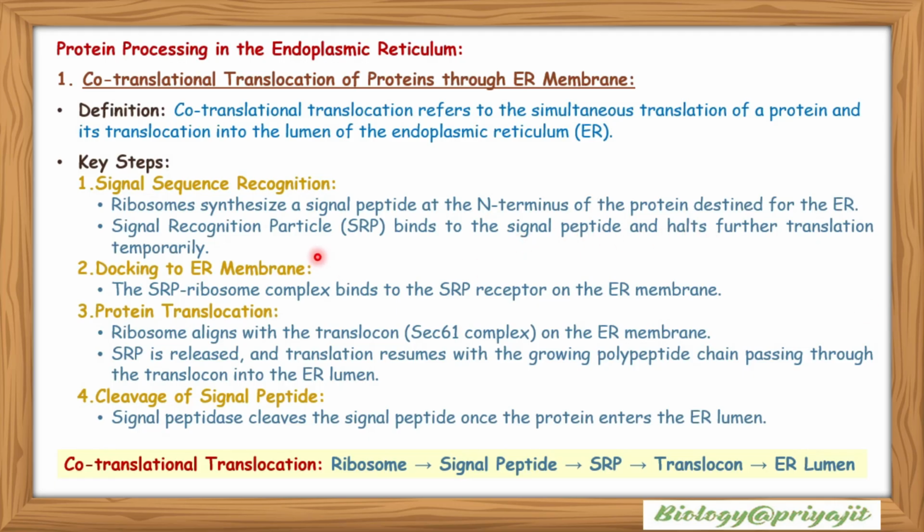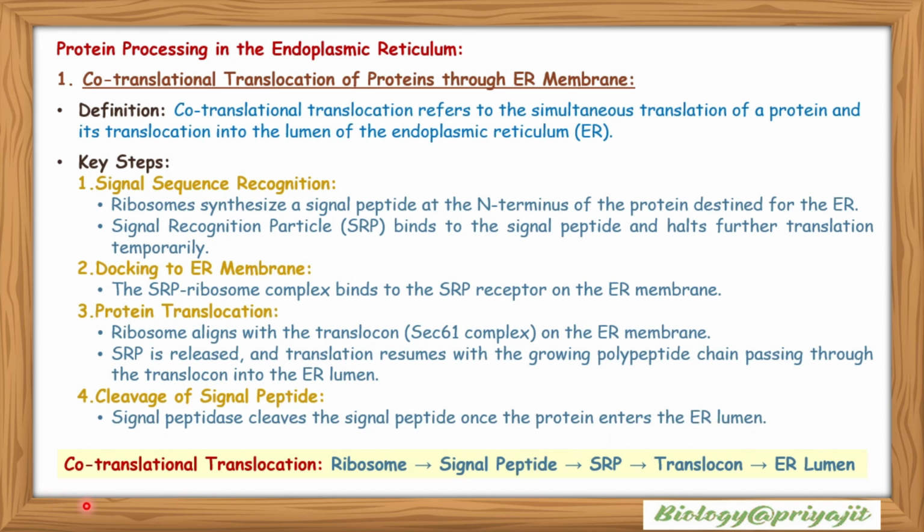The signal recognition particle, or SRP, binds to the signal peptide and halts further translation temporarily. Docking to the ER membrane: the SRP-ribosome complex binds to the SRP receptors on the ER membrane. Protein translocation: the ribosome on the surface of the ER aligns with the translocon, or Sec61 complex, on the ER membrane. SRP is released and translation resumes, with the growing polypeptide chain passing through the translocon into the ER lumen. Cleavage: signal peptidase, an enzyme, cleaves the signal peptide once the protein enters the ER lumen.